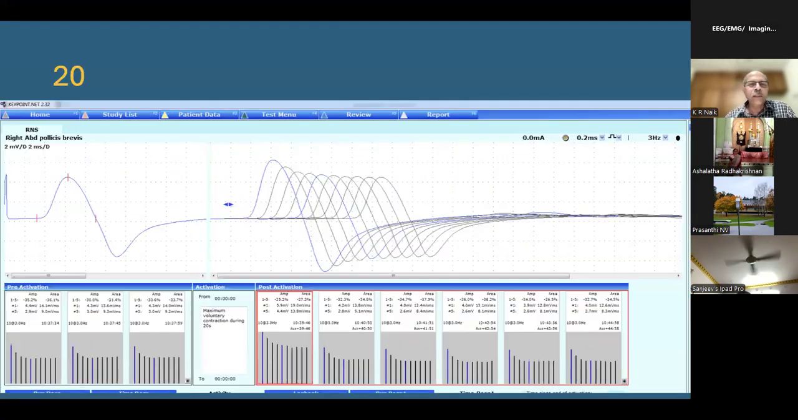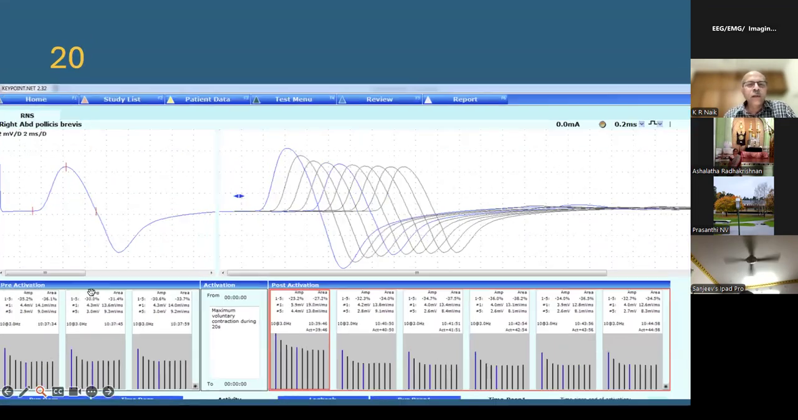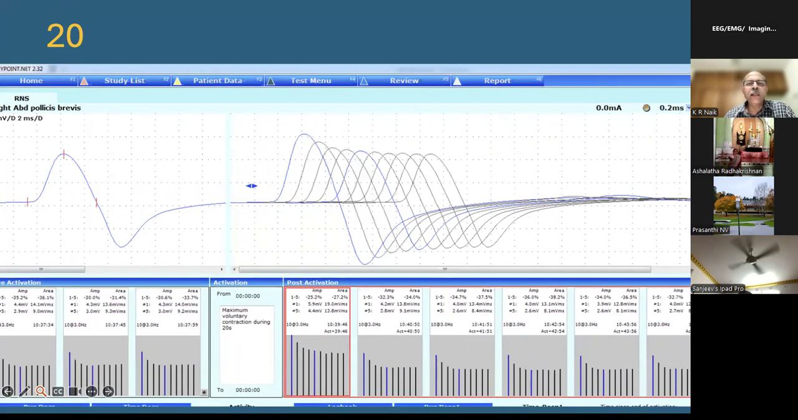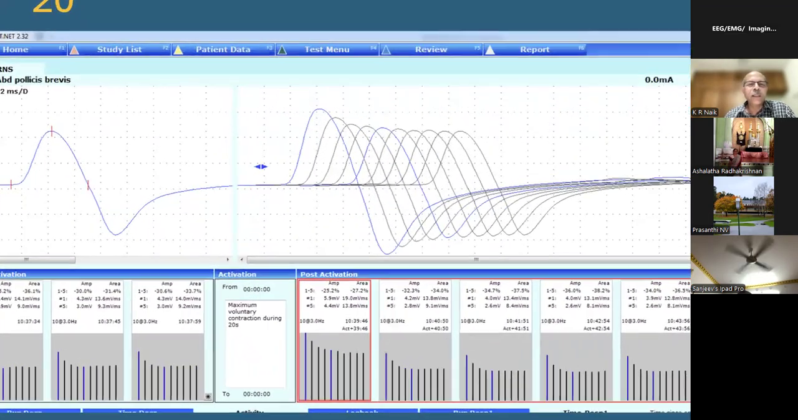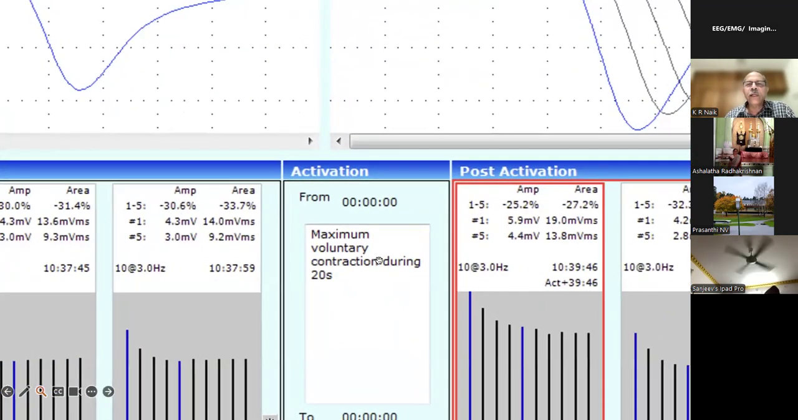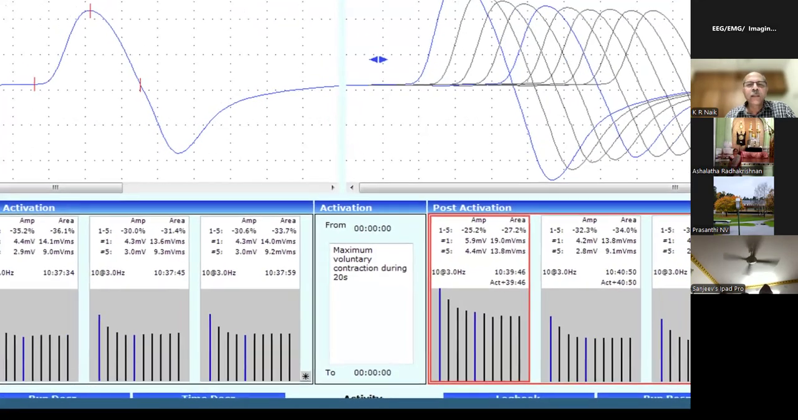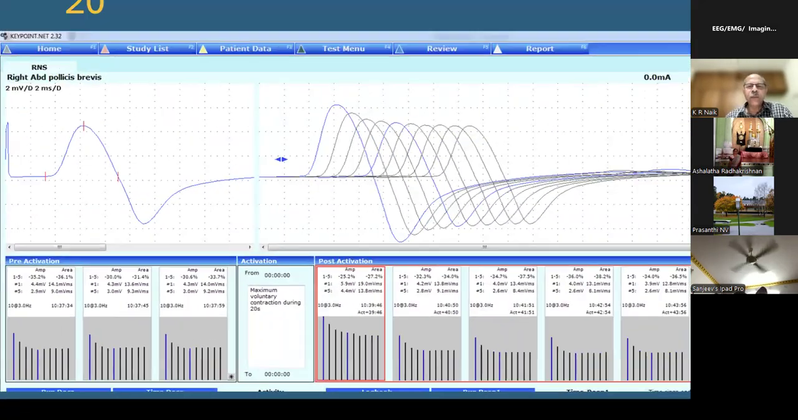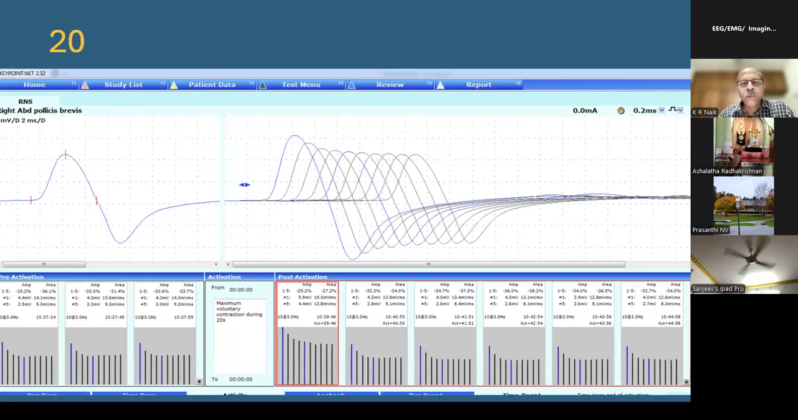Okay, last one is straightforward. So this is repetitive nerve stimulation, 10 stimuli at 3 Hertz. Concentrate on the first one, second, third, then maximal voluntary contraction for 20 seconds. So what is the abnormality shown? And where is the pathology? Is it presynaptic, postsynaptic? You have to tell us.